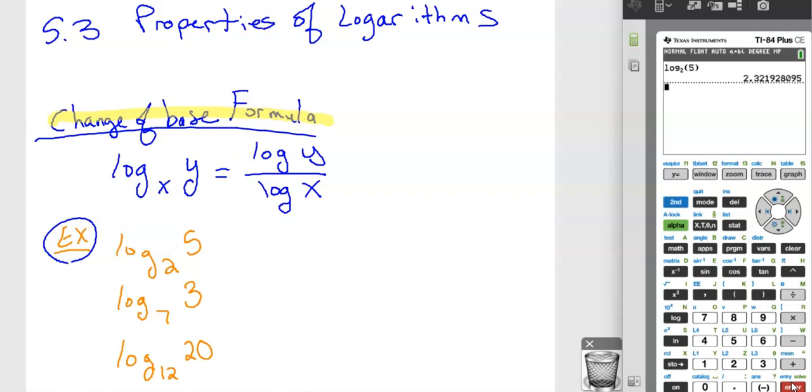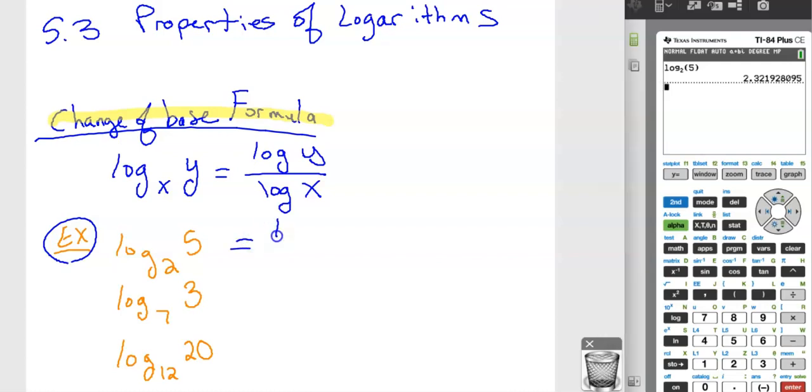But what if you're using a calculator like a TI-83 or some other calculator that does not have that feature? It only has the log button. Well, one way to do it is using the change of base formula. Even if you have a TI-84 like this, it may be quicker just to use the change of base formula instead of scrolling and typing in those things. It may just be easier.